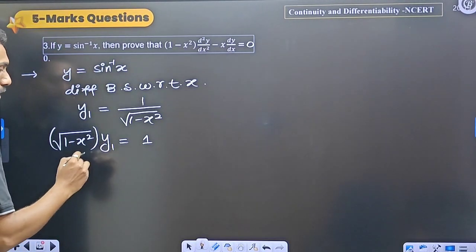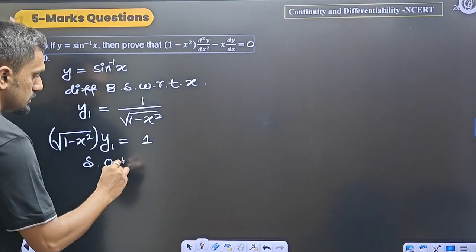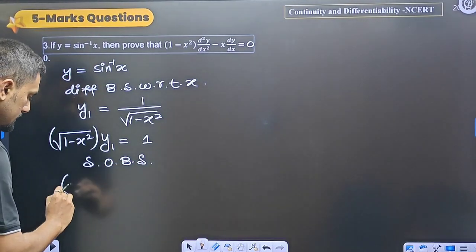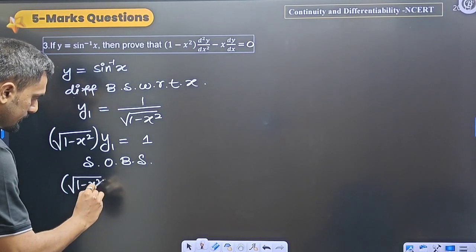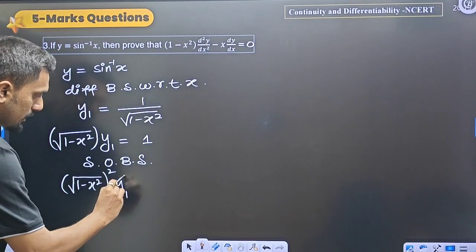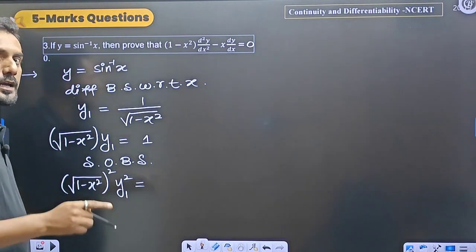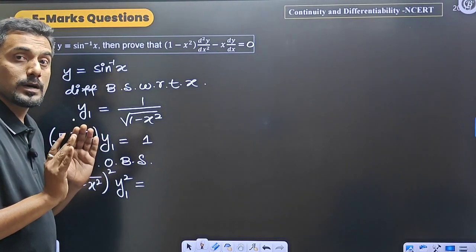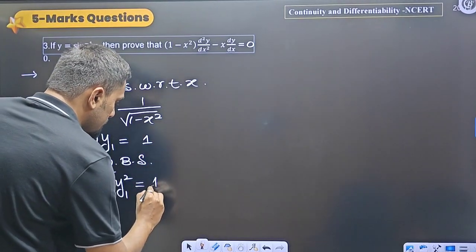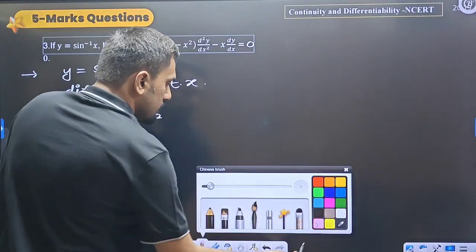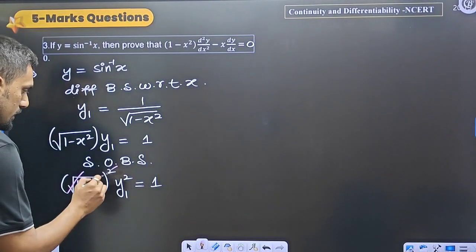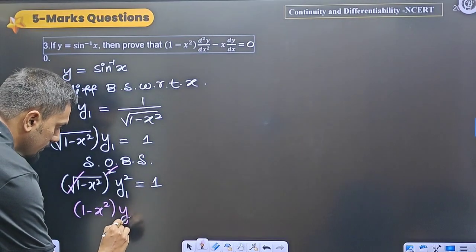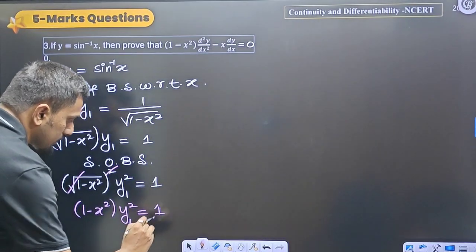Then squaring on both sides. If I square this, then square and square root get cancelled. We square the other term, and then we square y1. y1 is nothing but dy by dx, whole square, not d square y by dx square. Squaring 1, you will get 1. The square and square root cancel. What remains here is 1 minus x square multiplied by y1 square is equals to 1.